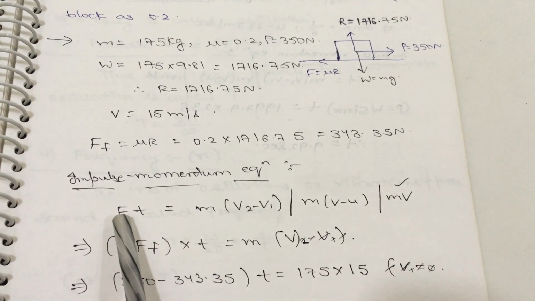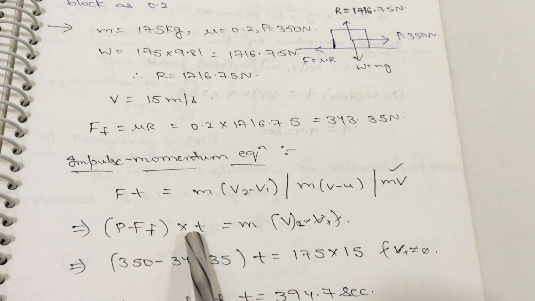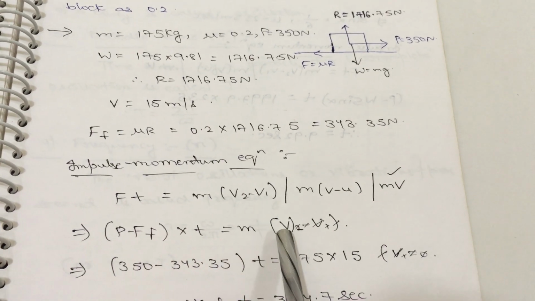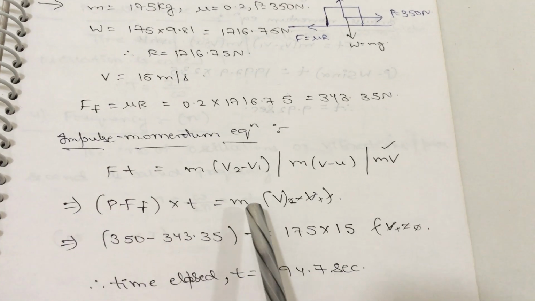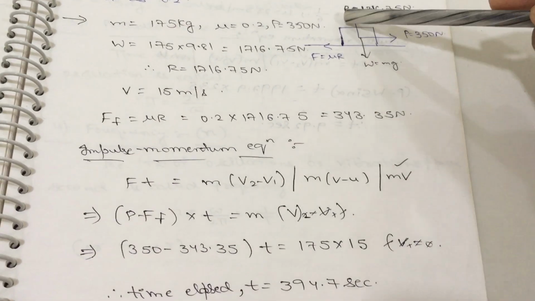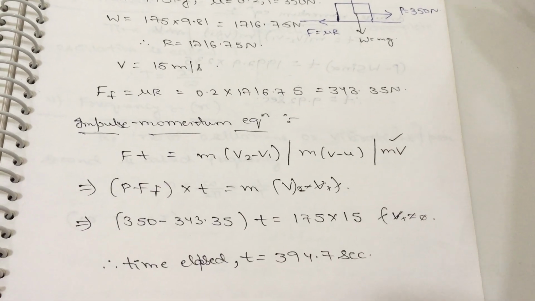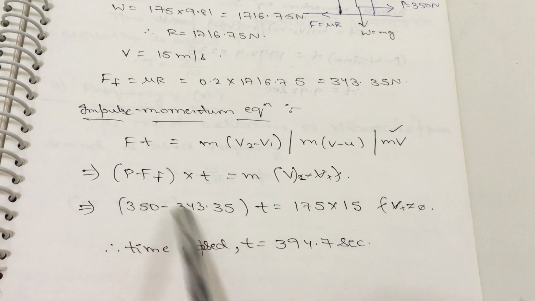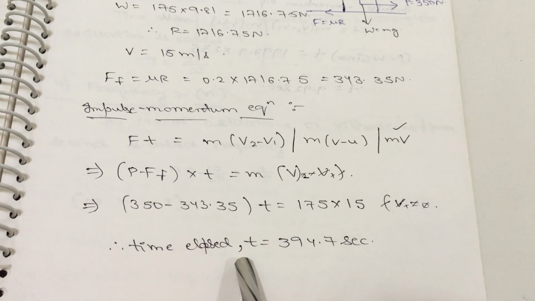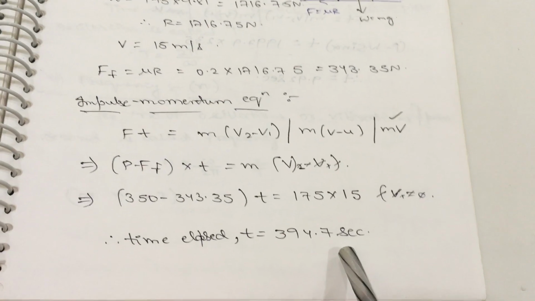Now in place of F, you will get the two force values, that is P minus FF. So P minus FF into T is equal to m into v. Now we know the P value, we know the FF value, and the mass and velocity values are given in the question. Now make T the subject, since that is the value we need to calculate in this problem. Substitute all the values and make T the subject. So you will get the T value as 394.7 seconds.